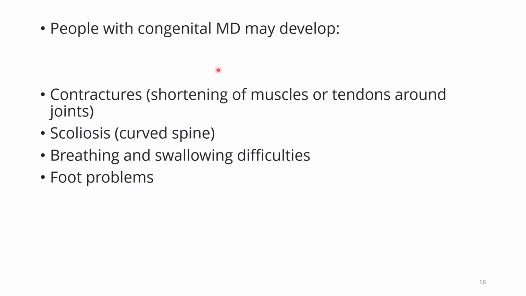Now, people with congenital muscular dystrophy may develop contractures, that is shortening of the muscles or tendons around the joints, and scoliosis, that is curved spine, breathing and swallowing difficulties and foot problems.